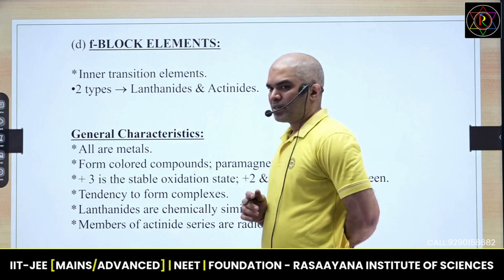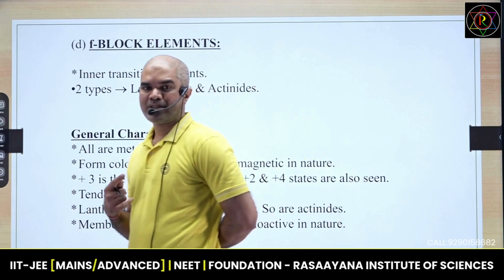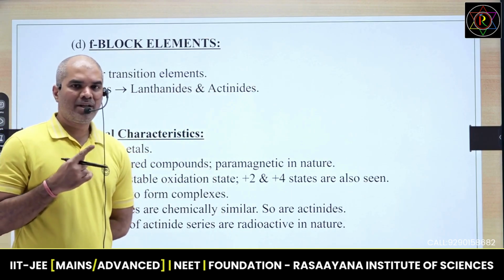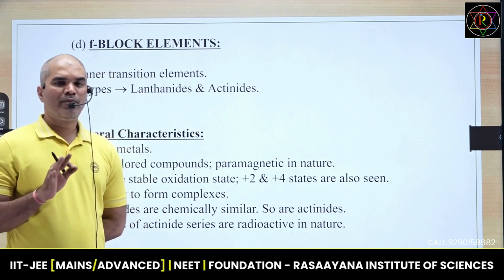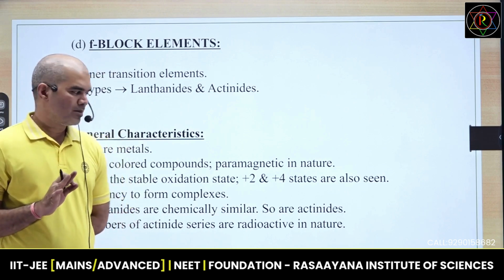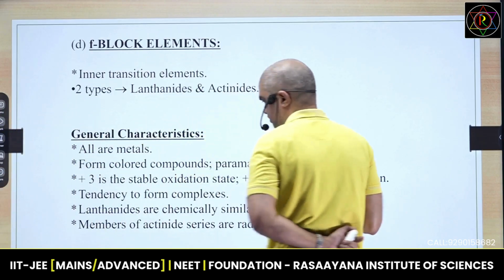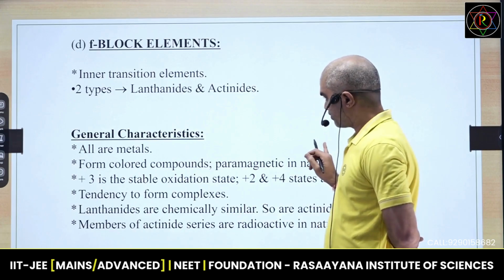Even F block elements have a tendency to form complexes. Though the number of complexes formed by F block elements is less, they also have a very good tendency to form complexes. And when it comes to actinides, they are radioactive.